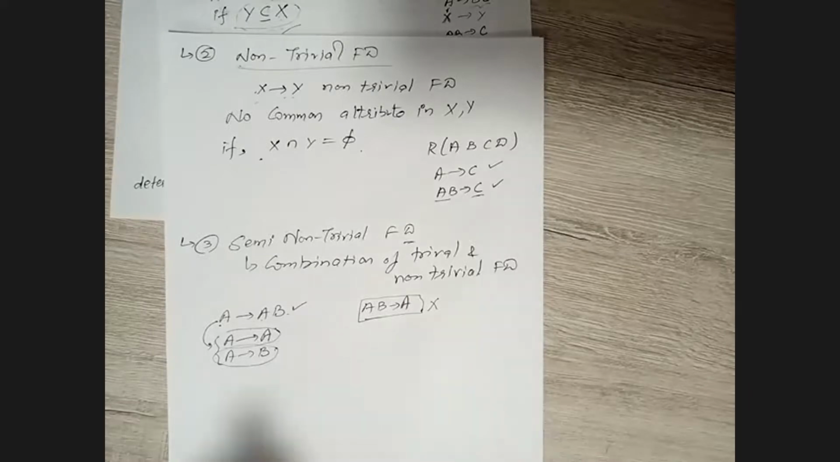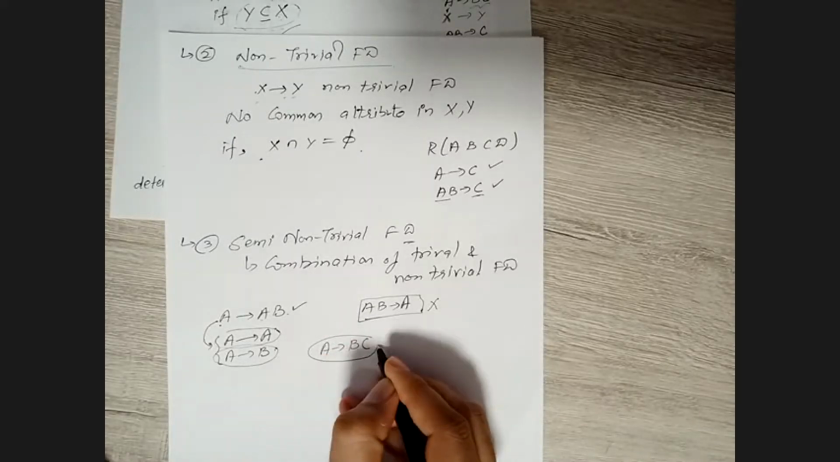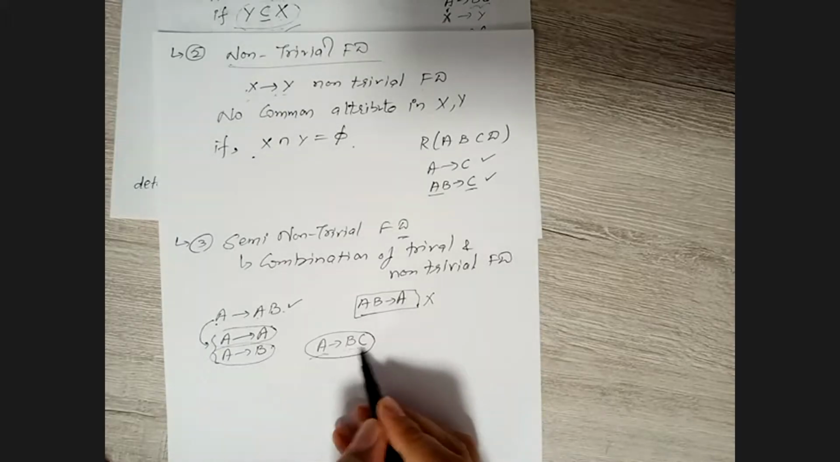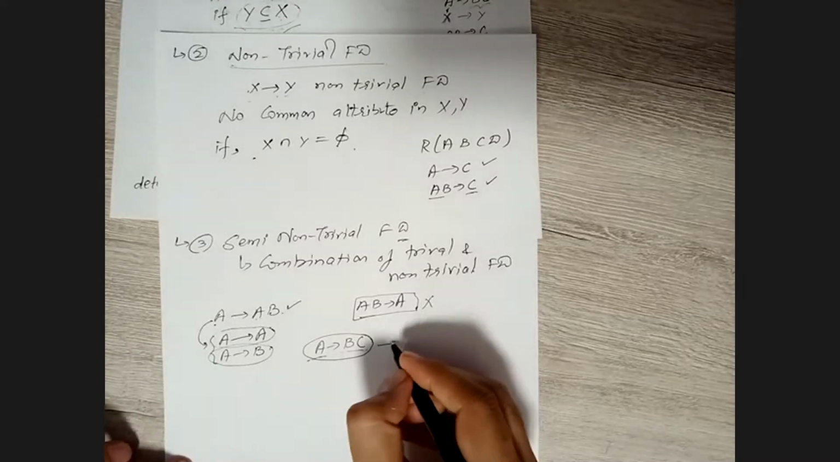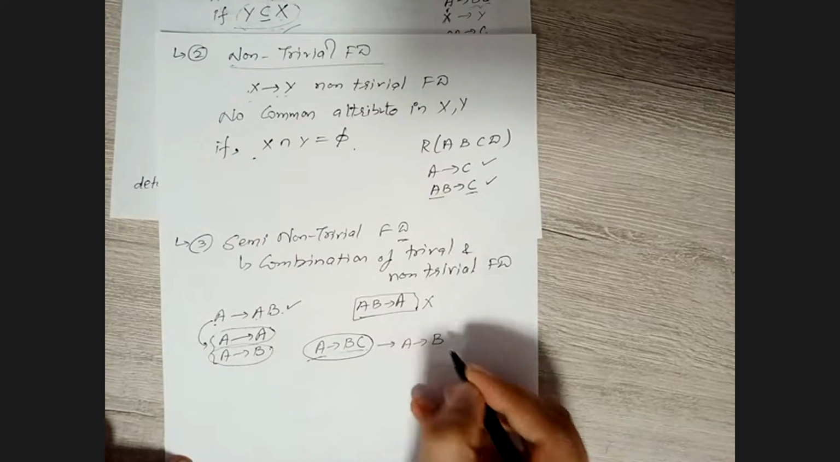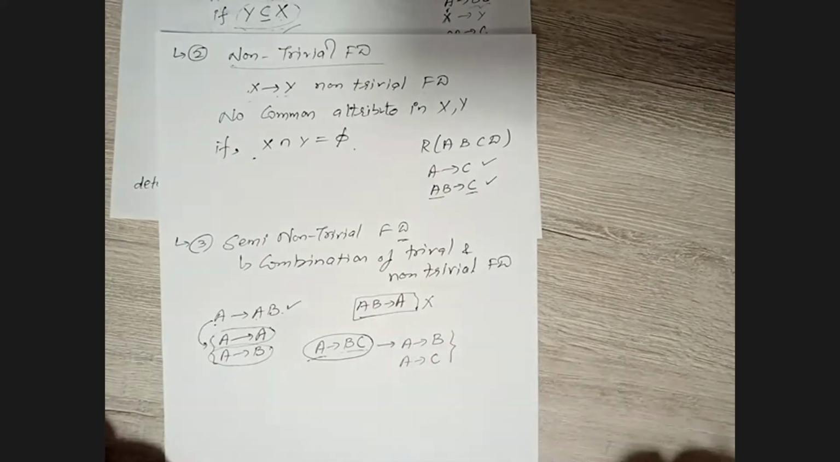Sir, if there is a functional dependency A determines BC? Then A determines BC is completely non-trivial because there is nothing common on both sides, so it won't fall under this heading. Yes, we can split them, there is nothing wrong: A determines B and A determines C. Still, this is non-trivial.